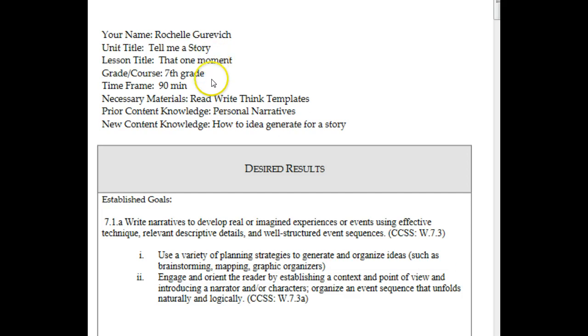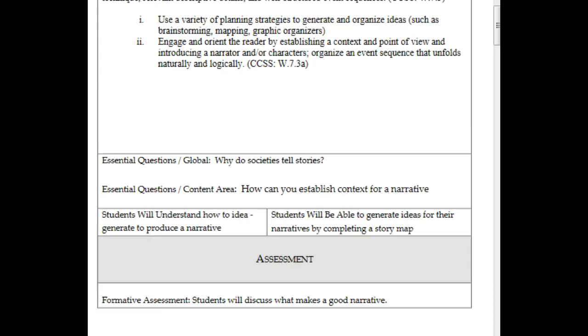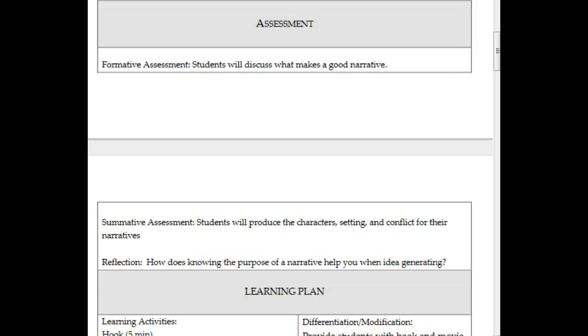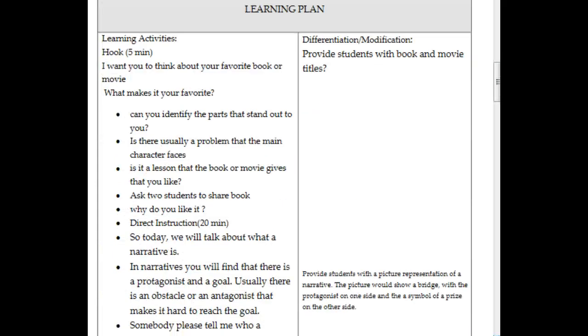So I noticed you chose 7th grade, and of course they'll know what personal narratives are. I think that's very reasonable. And then how to generate the story. So you want to work with them on planning strategies and engaging and orienting the reader. Those are our goals, okay? So let's look at the learning plan in particular, okay?